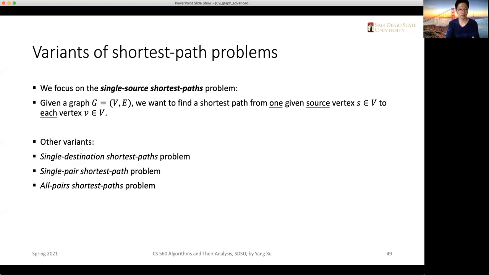So there are other variants, like single destination, which is basically the reverse of the single source. We determine the destination and we need to consider all possible different sources. The second one is single pair, which I think is an easier problem because we determine the source and the destination, and we just want to find the path for that single pair. And the other one, all pairs, which apparently is more complex because you need to enumerate over all possible pairs of combinations.